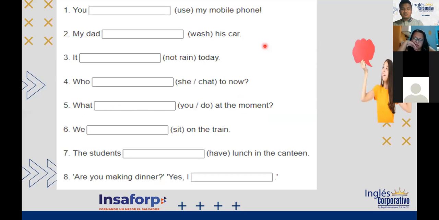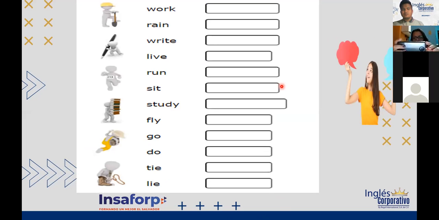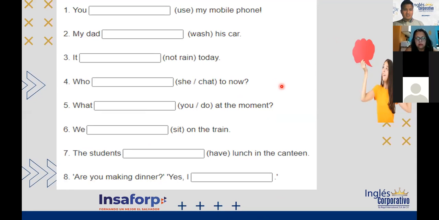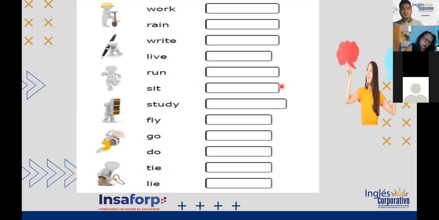So here we have, no, this one we are not going to use, okay? So this one. And this is the last one. What you're going to do in this part is also use the present continuous with the verb that you have in parentheses, okay? This is going to be only about the usage of the present continuous. And in this part, you are just going to add the ing form to the verb according to the rules that we saw yesterday, okay? So is there any question, guys, about what we are going to do?